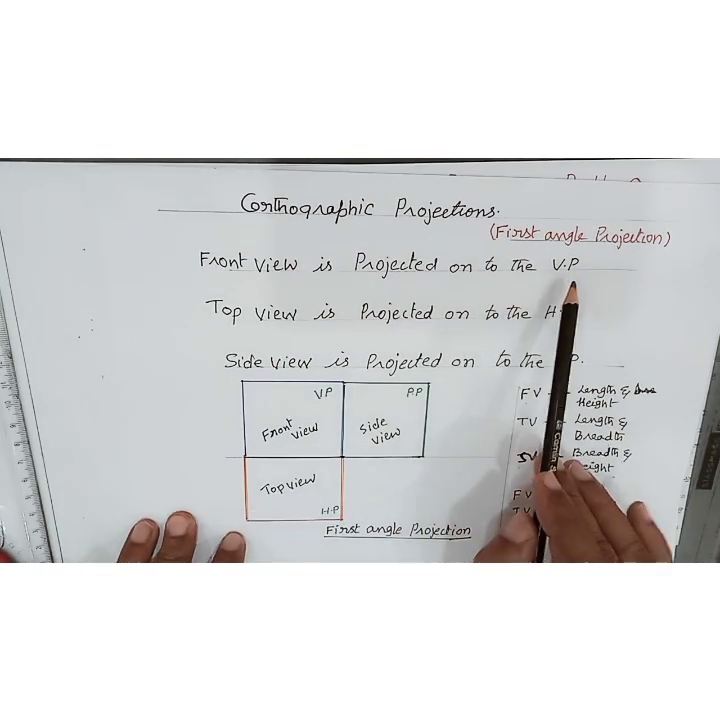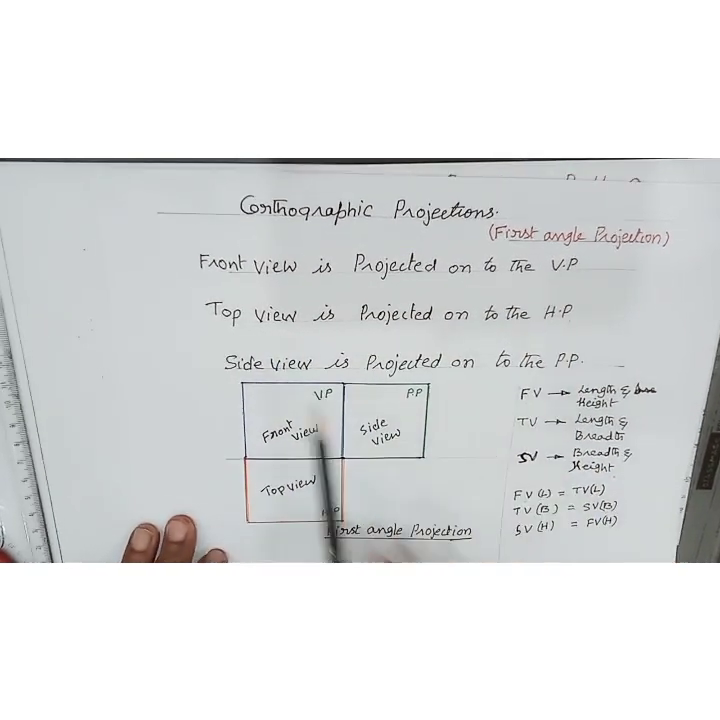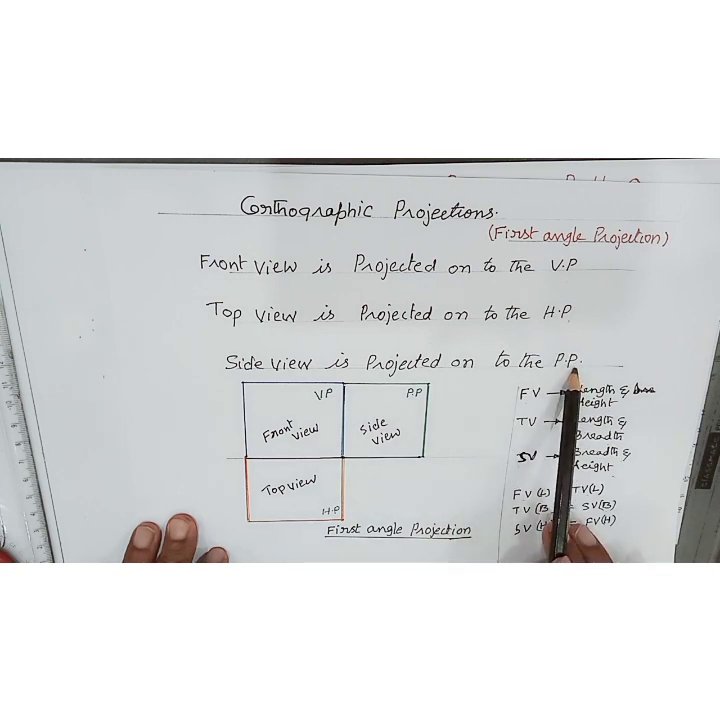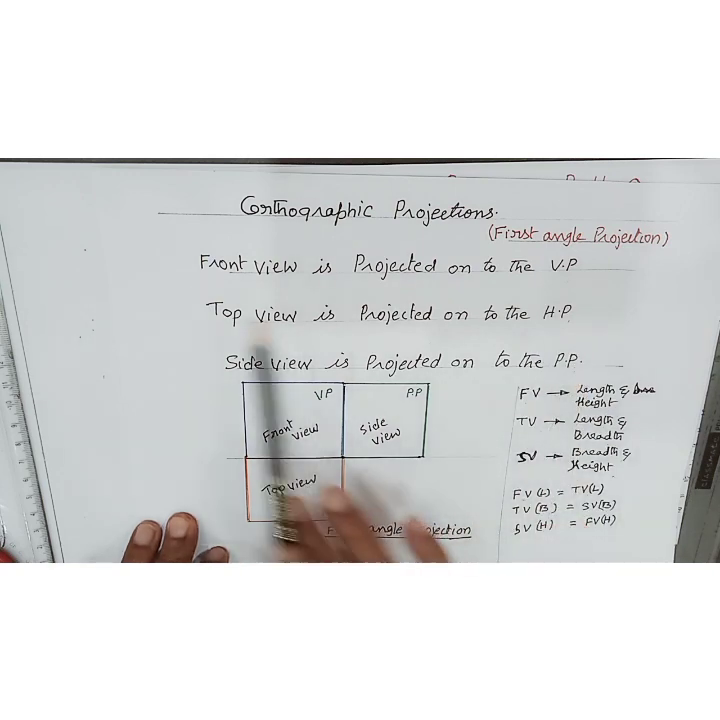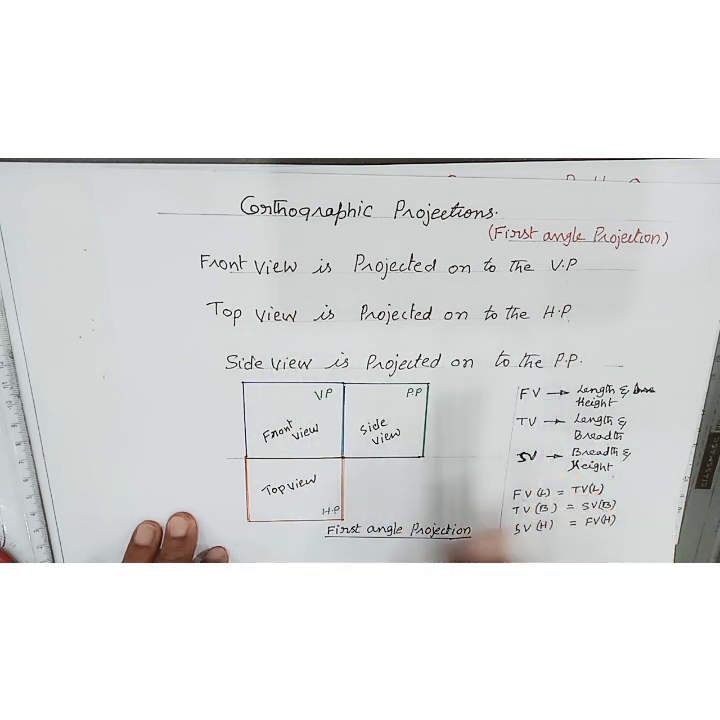That is, front view is projected onto the vertical plane, top view is projected onto the horizontal plane, side view is projected onto the profile plane.